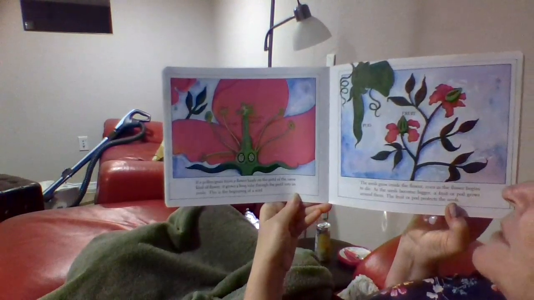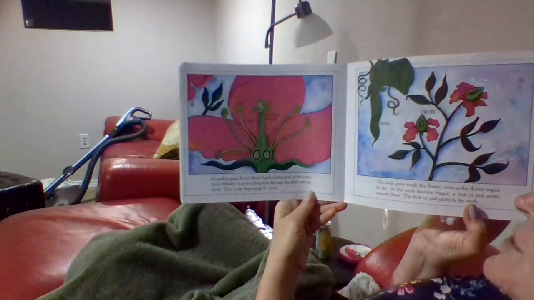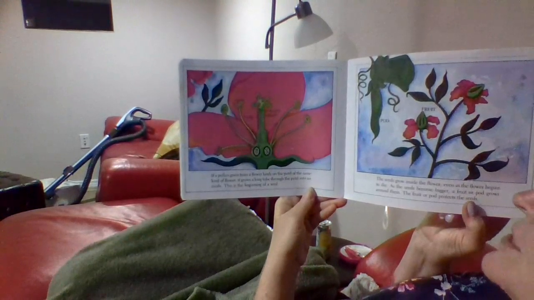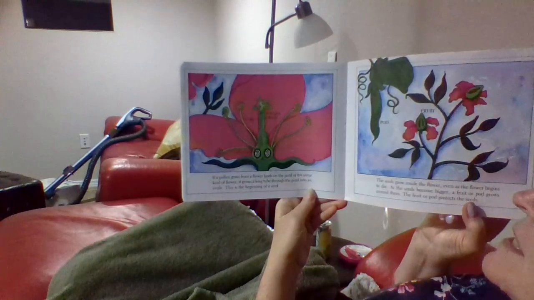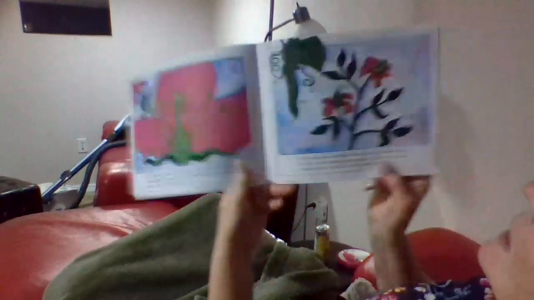It grows a long tube through the pistil, it goes down into the ovule. This is the beginning of a seed. Wow, blow me down. Did not know that.